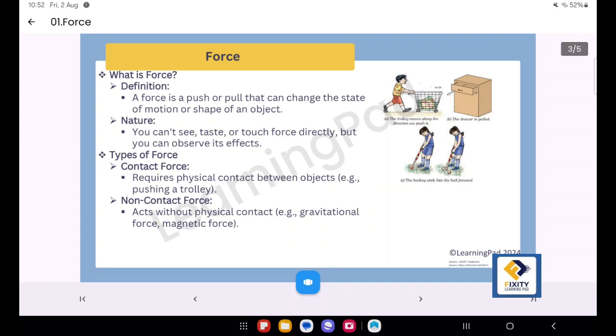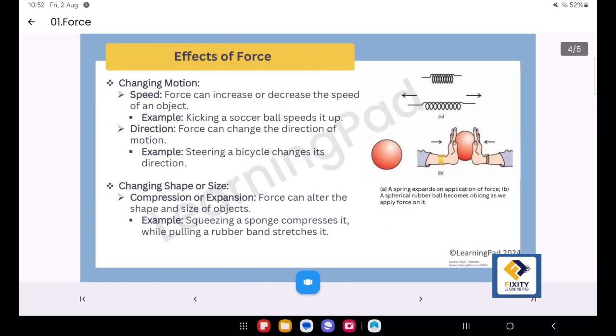So types of force: contact and non-contact forces. Contact forces require contact between objects, like pushing a trolley, frictional force and other stuff. Non-contact forces like gravitational force, magnetic force, do not require a physical touch, right?